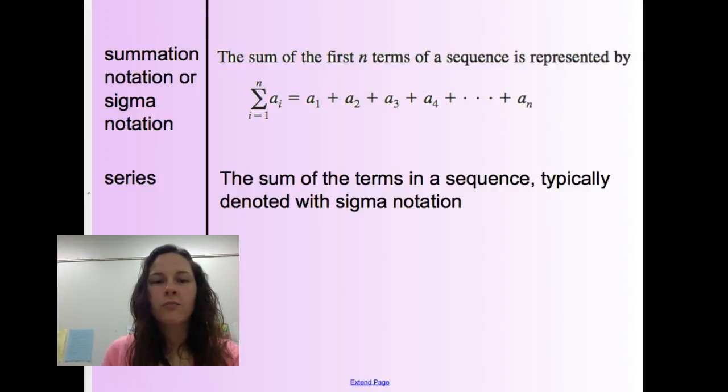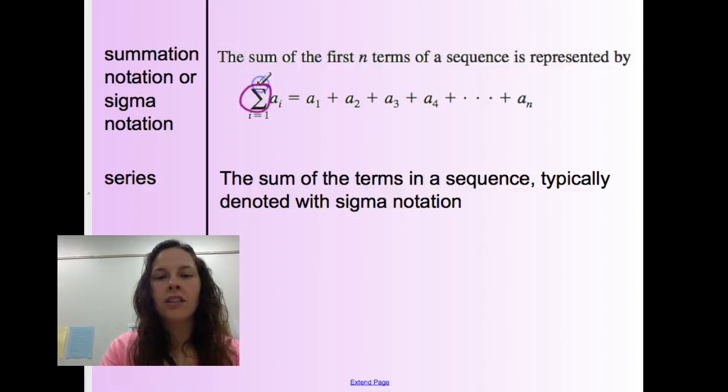Last two vocab terms. First, we're going to look at what's called summation notation. You may also hear it referred to as sigma notation because this symbol right here, this E-looking symbol that I'm attempting to circle, is called sigma. It's a Greek letter. What that means is you add up all of the terms.